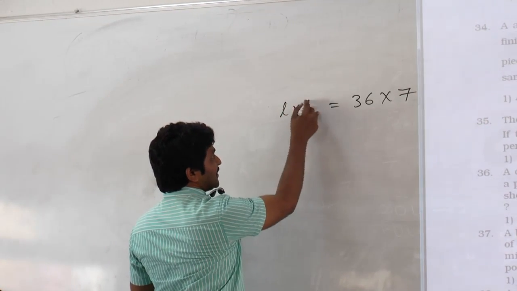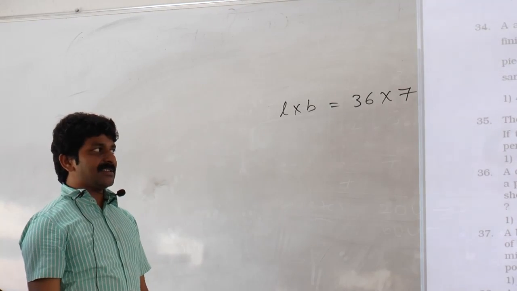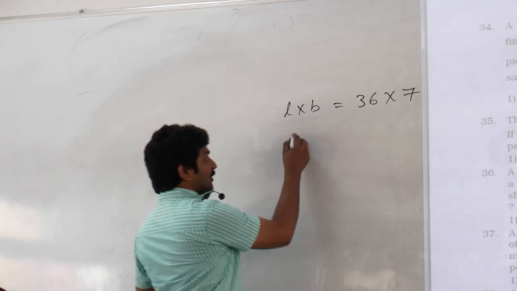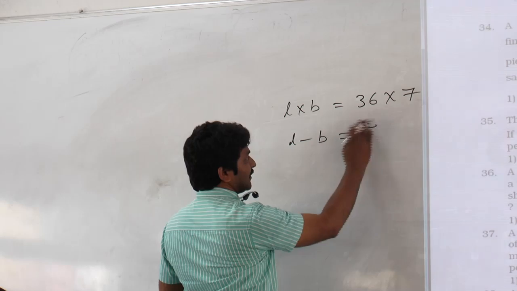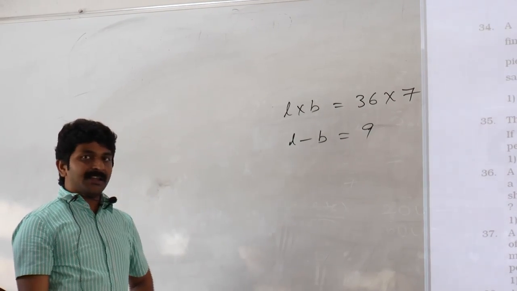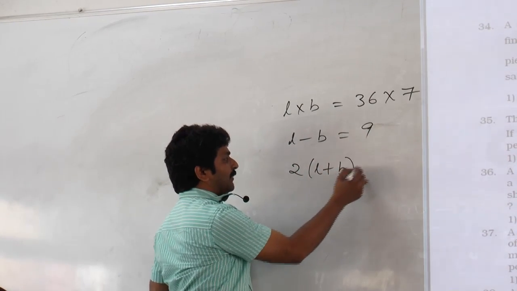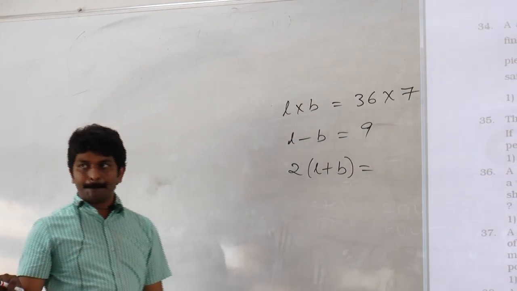Length into breadth is 36 into 7. And now the difference between length and breadth is 9 meters. So length minus breadth is how much? 9. And you are asked about the perimeter of the rectangle, 2 into L plus B. Now you need to know length and breadth, then you can calculate 2 into L plus B.